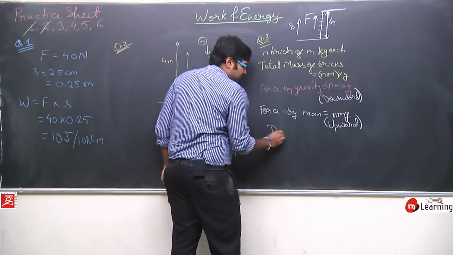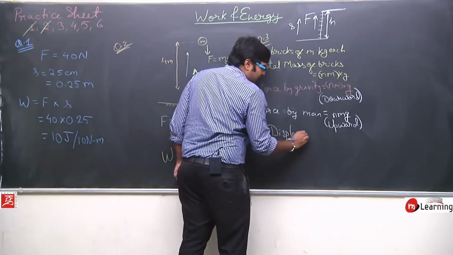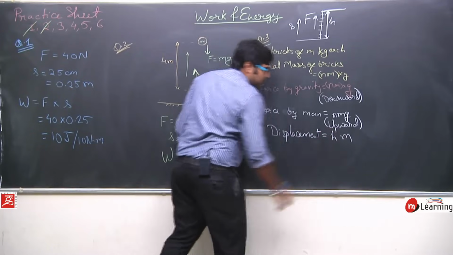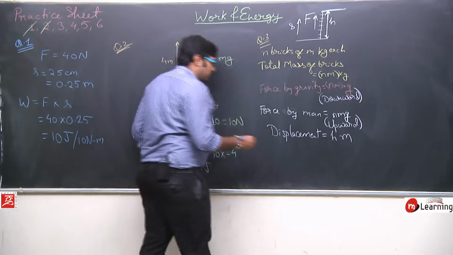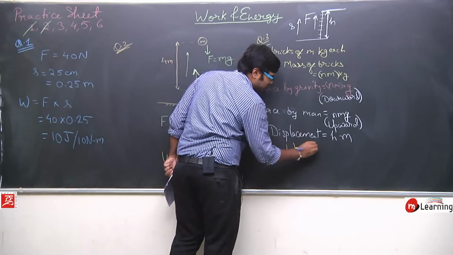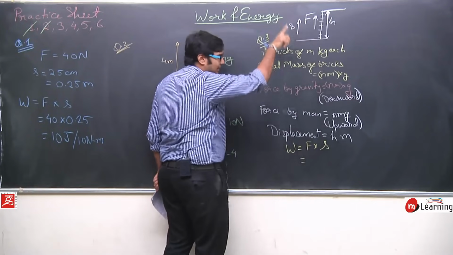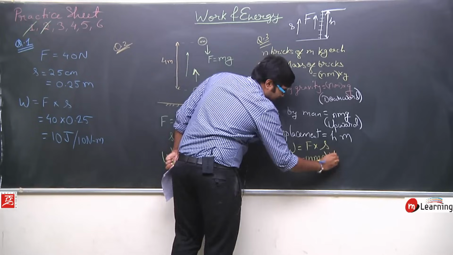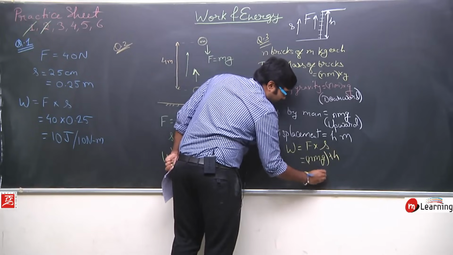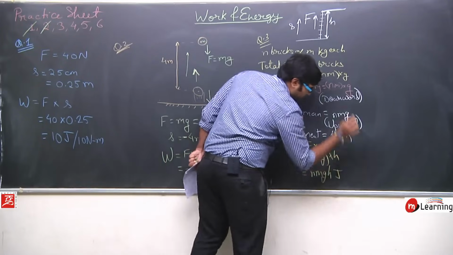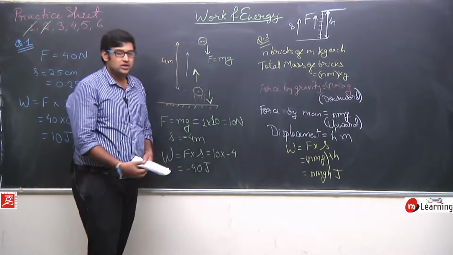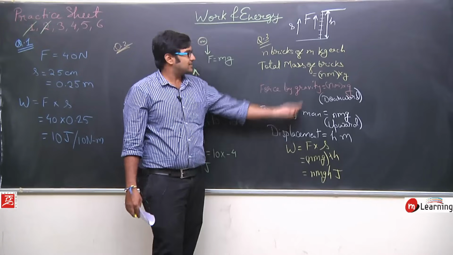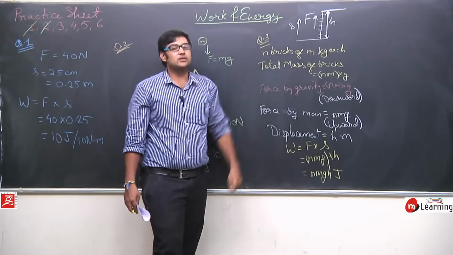So the displacement required is h meters. By using the formula, work done is equal to force into displacement, and both are in the same direction. So force is N into M into G and displacement is h. So this will become N M G H joules or Newton meter. Remember, what we calculated is the force applied by the man. The man is applying a force in the upward direction and also moving upwards.